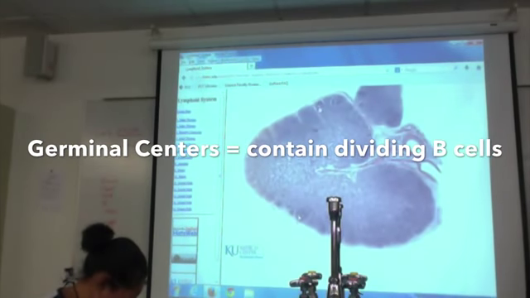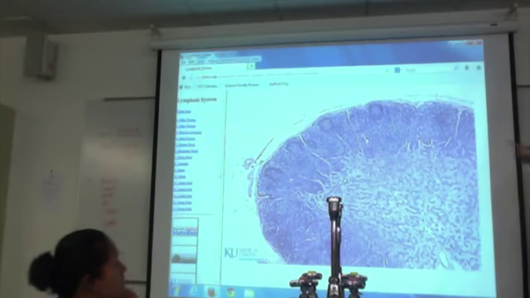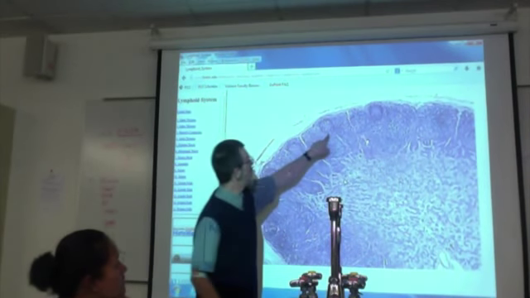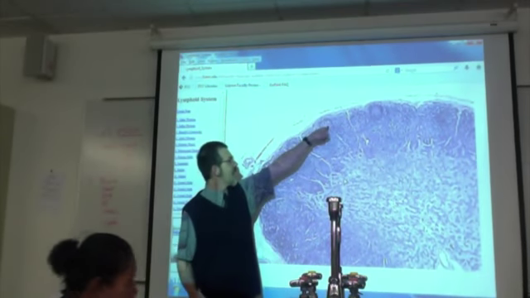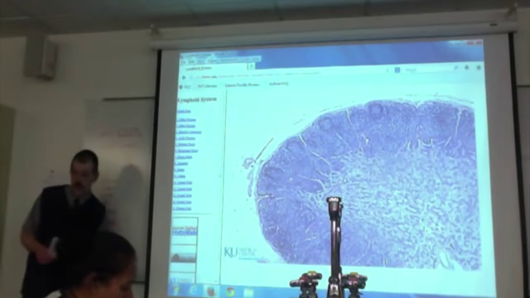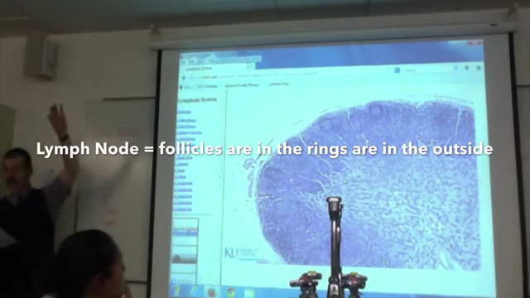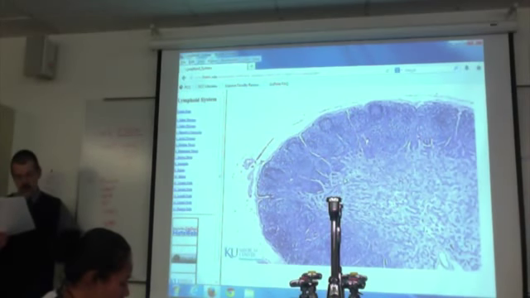Make sense? But look right here and here. What do you see there and there? Follicle. What do you see there? Germinal center. Very good. So that tells you it's a lymph node because the follicles are in the ring on the outside. Make sense? Okay, some other words.